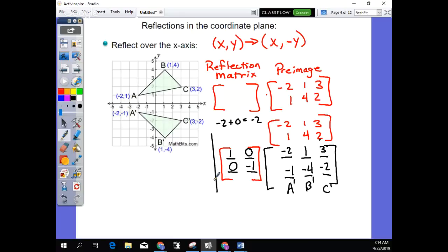So this matrix right here, 1, 0, 0, -1, it always has to be multiplied on the left-hand side. It's got to be your left-hand multiplier. And it doesn't matter if you're doing a rectangle, no matter how many points the shape has, you can reflect them all by making a matrix out of the pre-image, and then multiplying on the left-hand side by this 1, 0, 0, -1 matrix. All right.